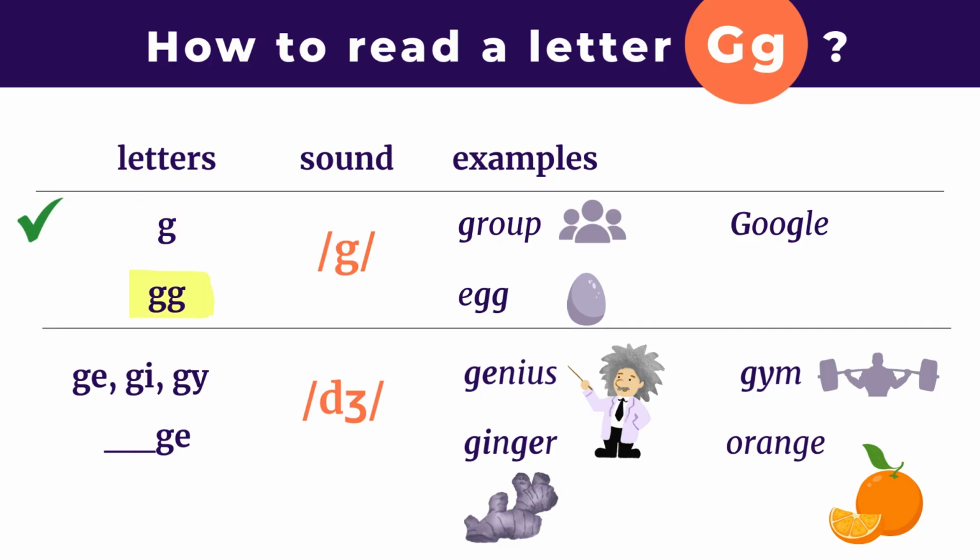The letter G has two sounds. G and double G form a G sound. Examples: group, Google, egg. Before the letters E, I, or Y, G is J. Genius, gym, ginger. And with GE at the end, it is also J. Orange.